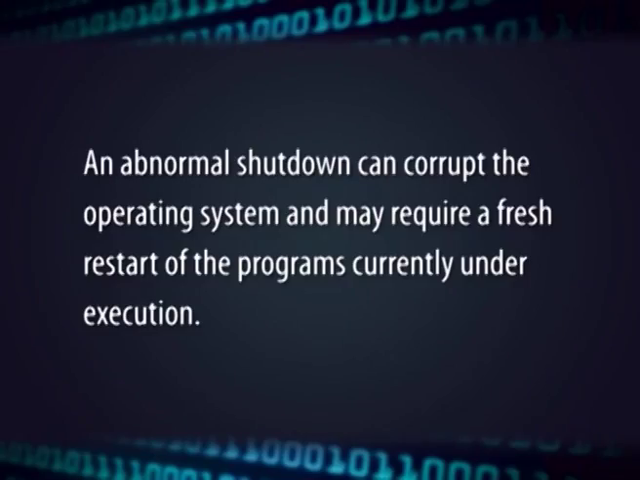In case of the failure of the alternate power supply too, the NMI saves the current state of the CPU. That means the registers like program counter, status register and all general purpose registers are saved into the memory, and a normal shutdown operation is initiated, so that all open file contents are written properly to the hard disk and the operating system programs are closed properly. An abnormal shutdown can corrupt the operating system and may require a fresh restart of the programs currently under execution.